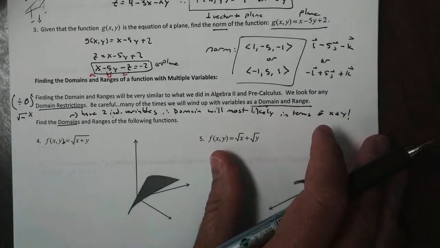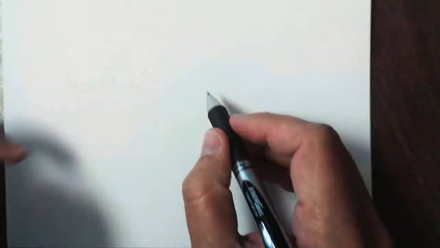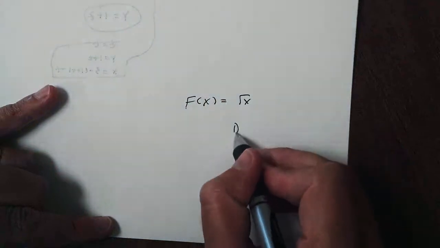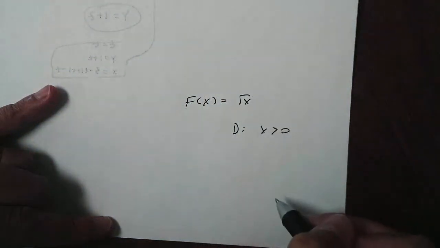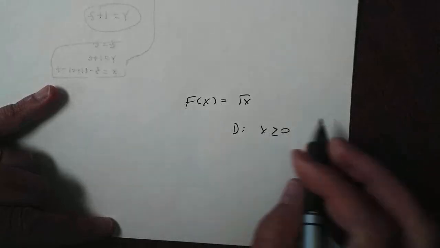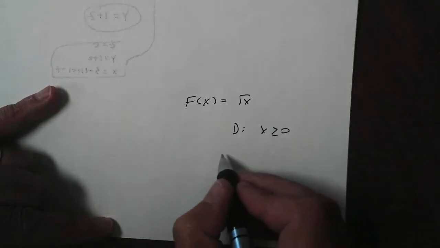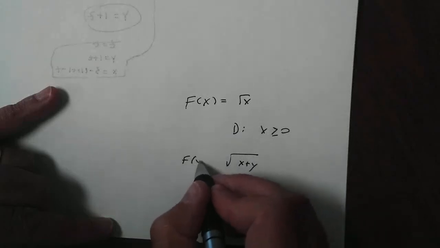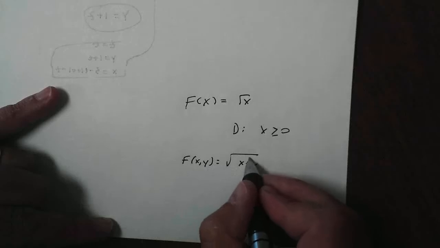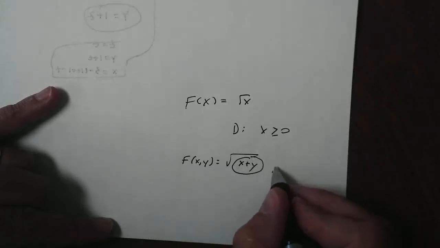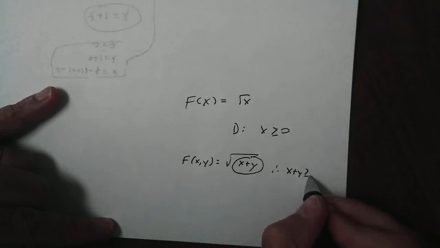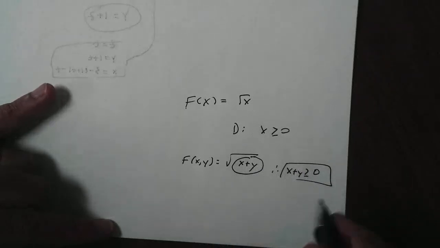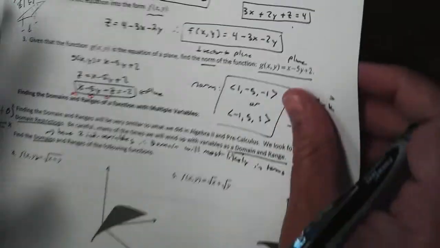It's very similar to what we did back in Algebra 2 and Pre-Calc. If I'm given the function f of x equals the square root of x, my domain says x has to be greater than or equal to 0. Likewise, what if I have the square root of x plus y? Now I have two variables, but my rule's the same. This cannot be negative, so x plus y has to be greater than or equal to 0. Their sum has to be greater than or equal to 0.